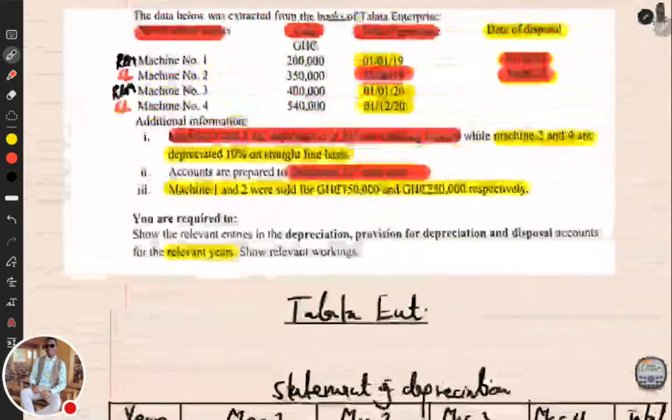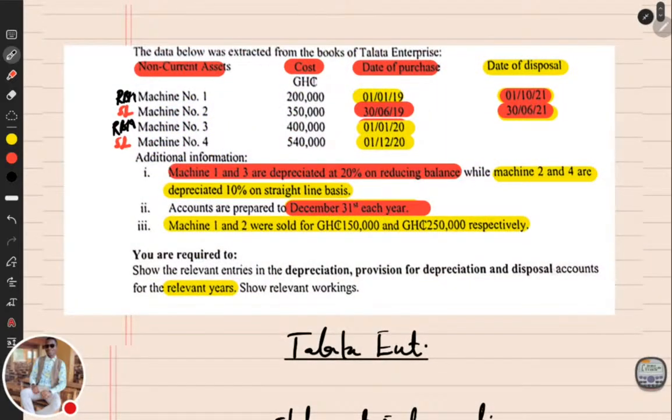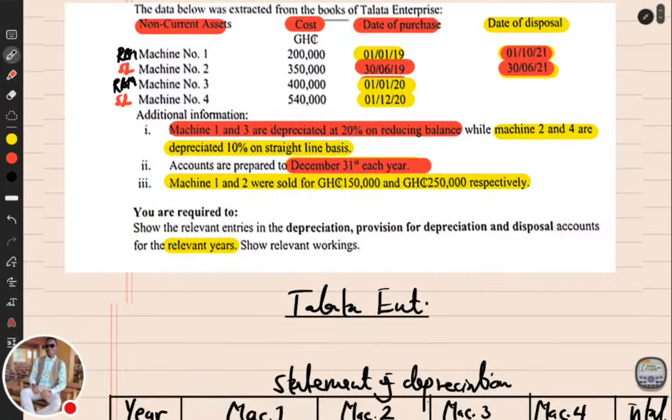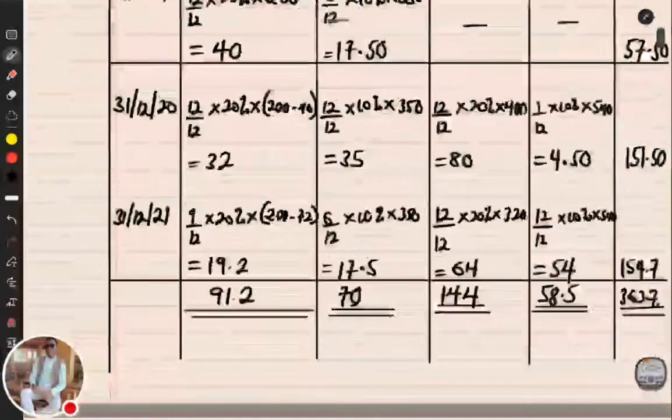So let's go back to the question. Realize that disposal of the machines were machine number 1 and machine number 2. But machine number 2 was disposed in the month of 30th June 2021. Machine number 1 was on 1st October 2021. So we go systematically in terms of the date. We start with what? Machine number 2 to record the disposal.